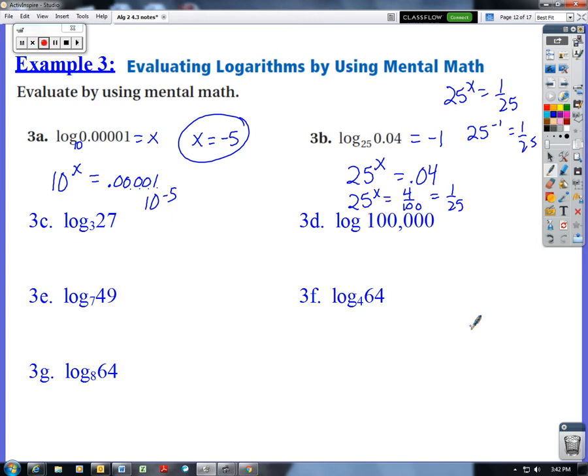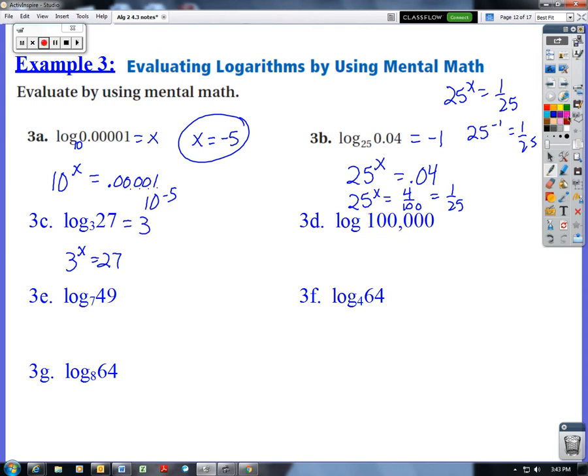This one, you can get to a point where you can do this in your head, because it's going to be 3 to what power equals 27. That's what log base 3 of 27 means. 3 to what power equals 27? Well, that's 3. So you can write equals 3.